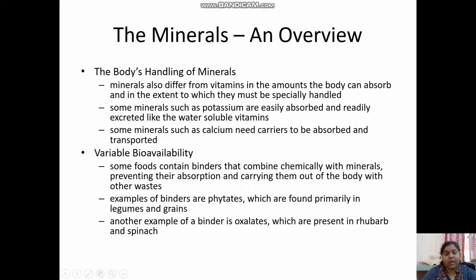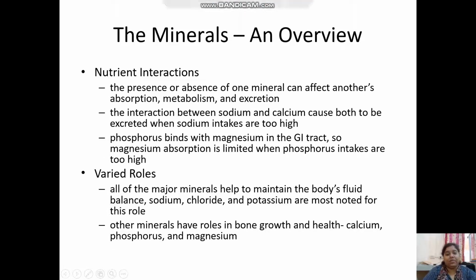Now, coming to the nutrient interactions. The presence or absence of one mineral can affect another's absorption, metabolism, and excretion. The interaction between sodium and calcium causes both to be excreted when sodium intakes are too high. Phosphorus binds with magnesium in the gastrointestinal tract, so magnesium absorption is limited when phosphorus intakes are too high.